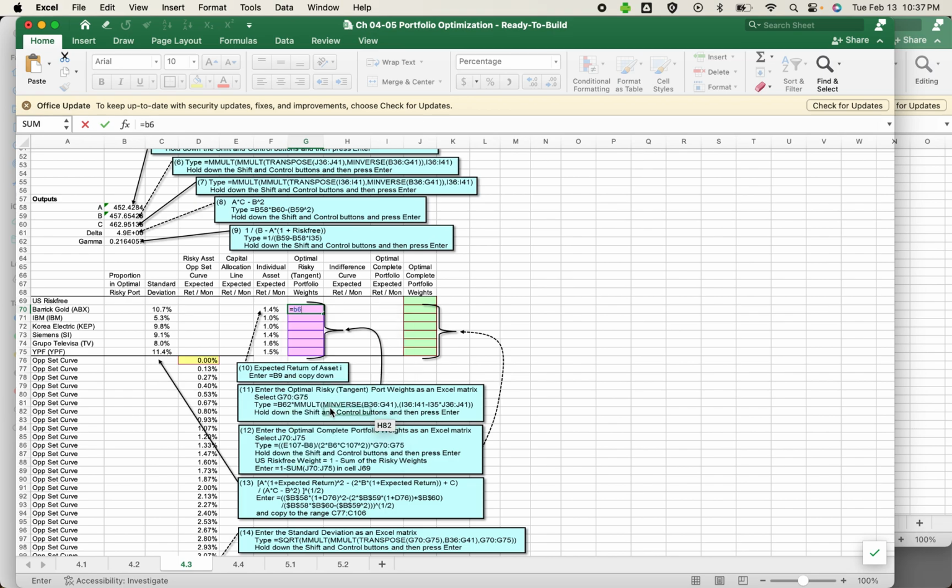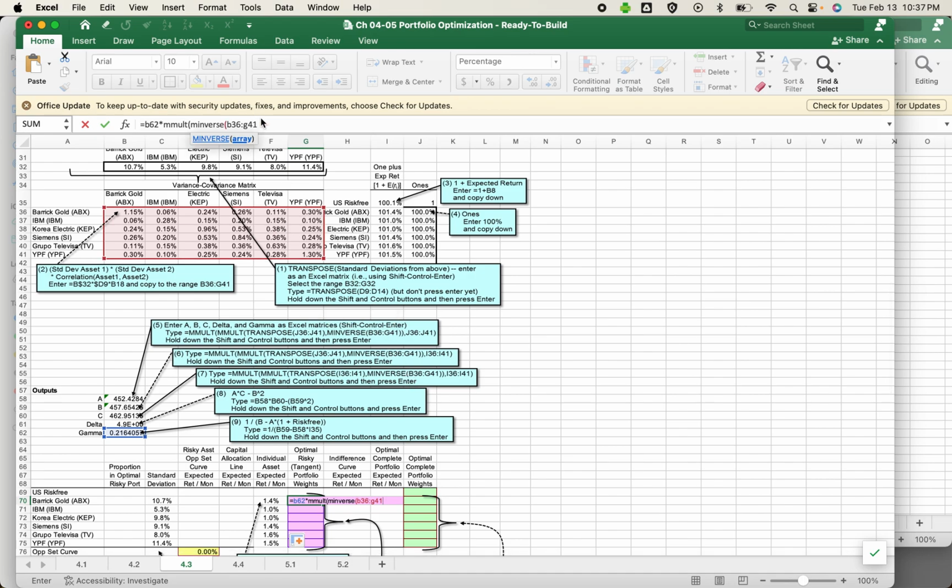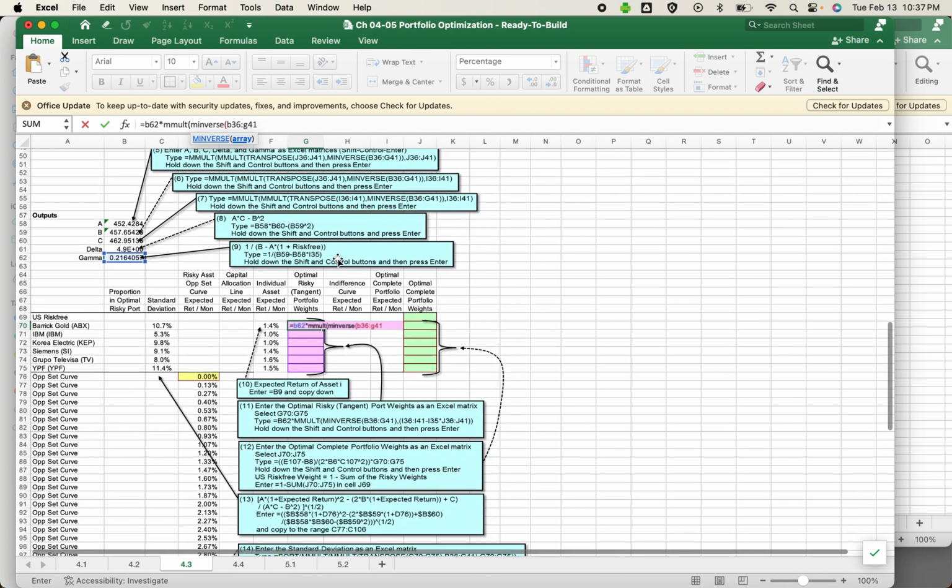B62. Look how nicely this already highlights. B62 times matrix multiplication, matrix inverse, our variance covariance matrix. Notice once I finished typing in the array, it already highlighted it.